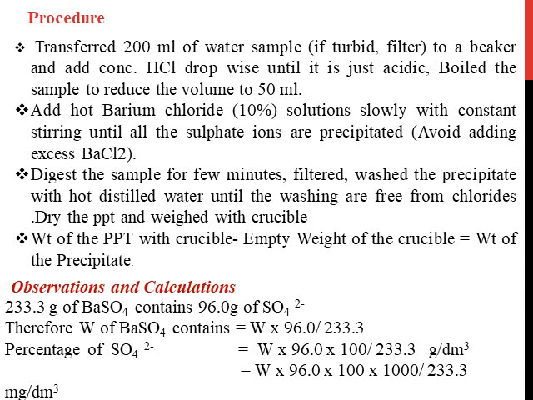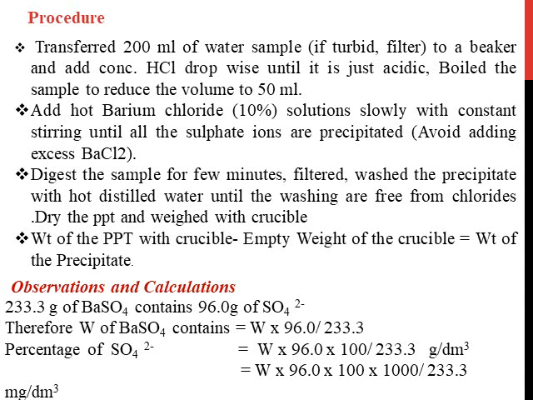So, from the weight of the barium sulfate obtained by converting the sulfate anion present in the water sample into barium sulfate by adding excess of barium chloride, we will come to know how much sulfate is present in the water. So, what are the observations and calculations?